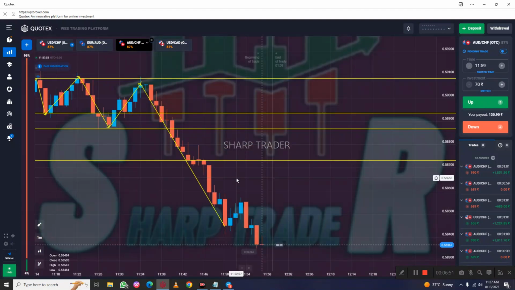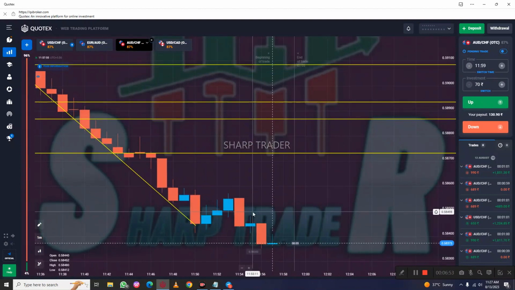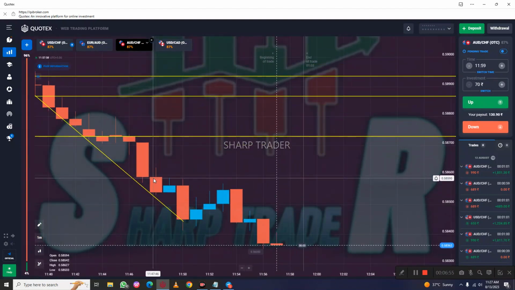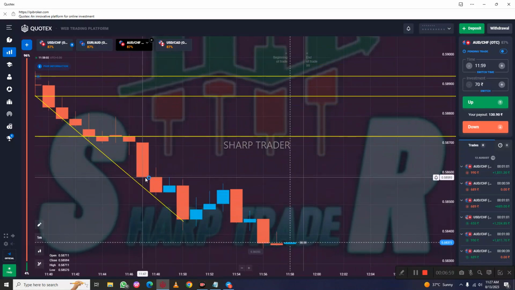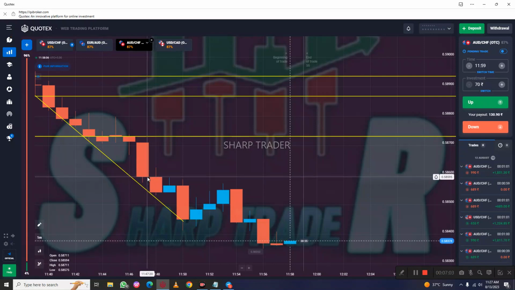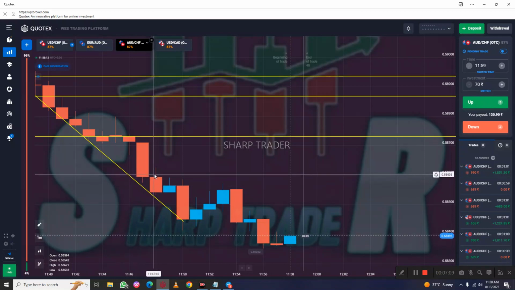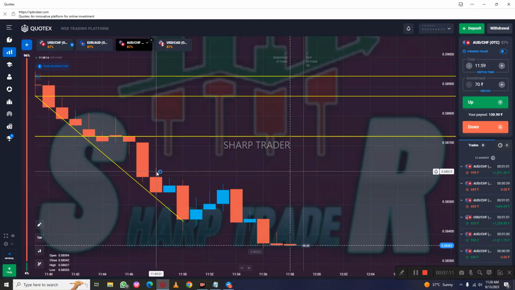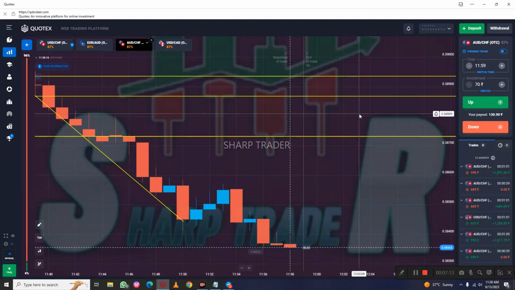Let me give you some more examples here. This candle breaks the round number, so we can trade here. This candle closes outside the round number grid line, so we can take it. If this candle had closed here, then we would have avoided this trade.